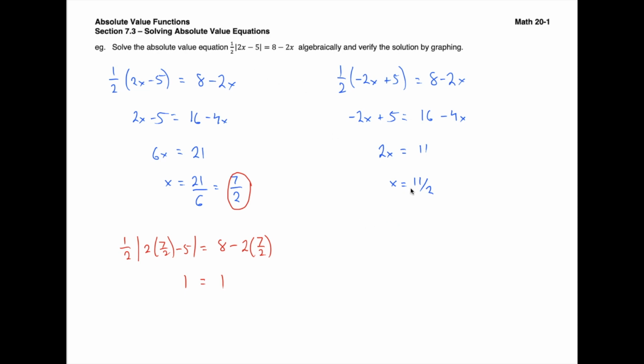So we can, again, go check the 11 over 2 as well. Always come back to the original equation. So we get 1/2, the absolute value of 2 times the 11 over 2, and then minus 5, close the absolute value sign. And then I get 8 minus 2 times 11 over 2. So inside the brackets here, we have 11 minus 5, which is going to give us 6, divided by 2 is going to give us positive 3. On the other side, we get 8 minus 11, which is negative 3. So we see that those two aren't the same. And so then this is going to be an extraneous solution or not a solution to our problem.